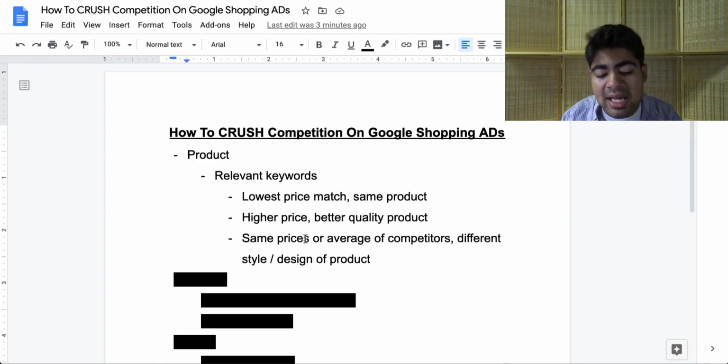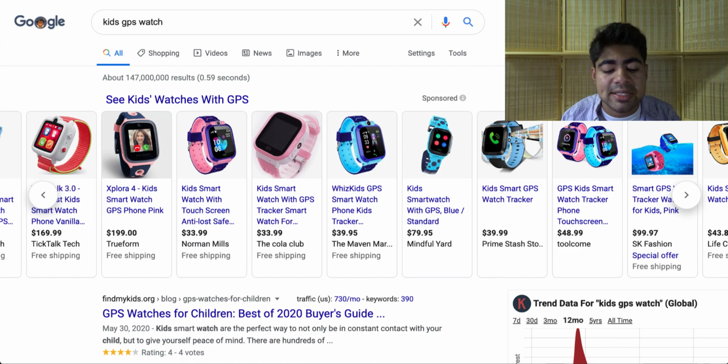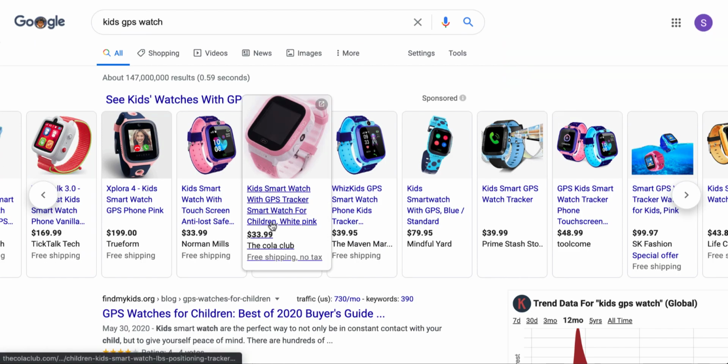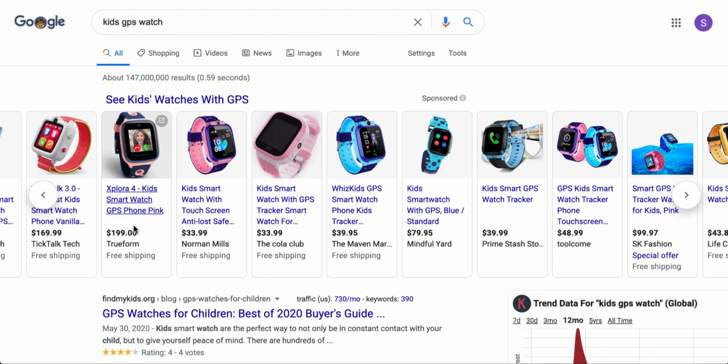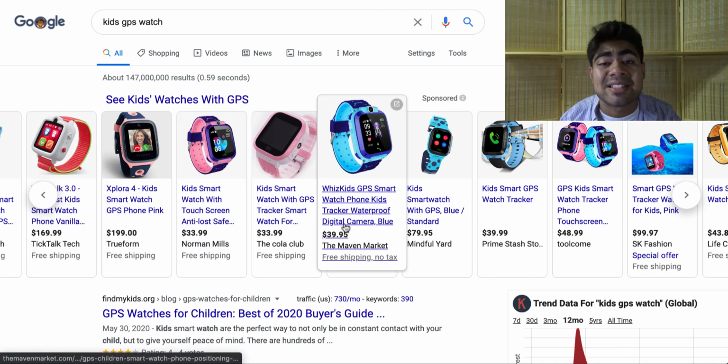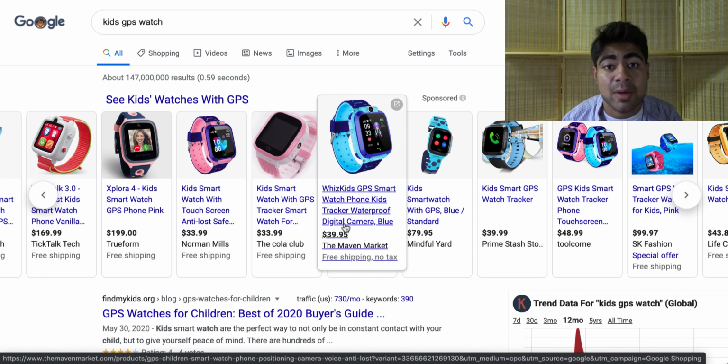The third one is same prices or the average of your competitors' prices with a different styled product or just a different design of the product. So for instance here, instead of selling it for $33.99 or instead of trying to sell it for $170 or $200, what you would do is you would maybe try to find a mid section within all of these prices and sell it within that price.